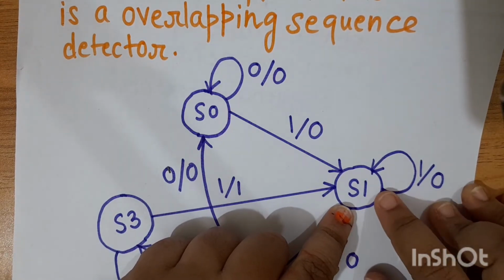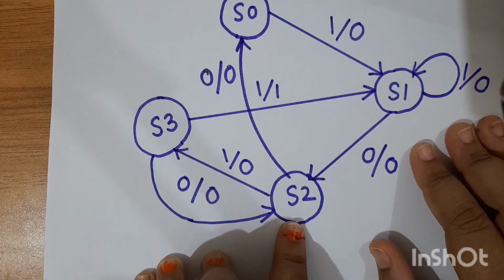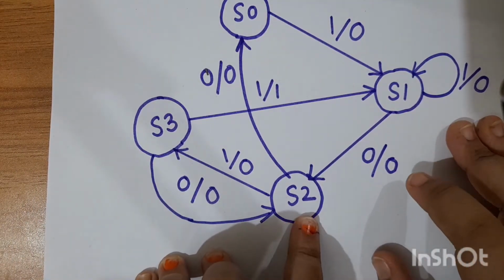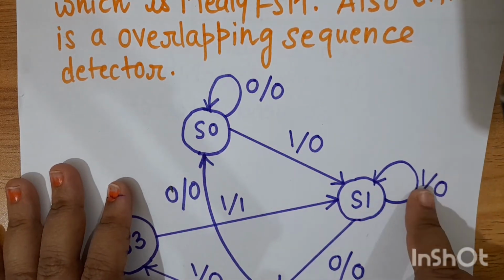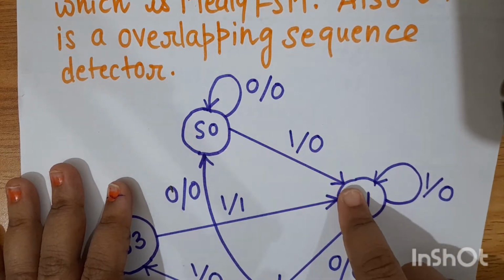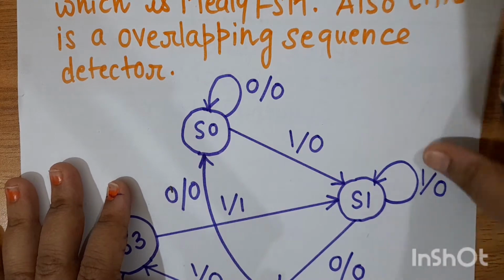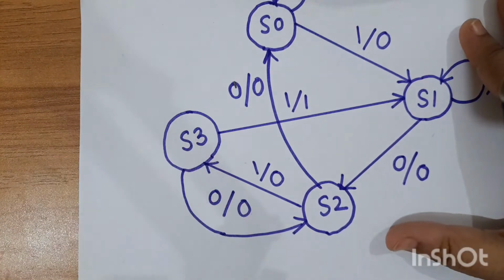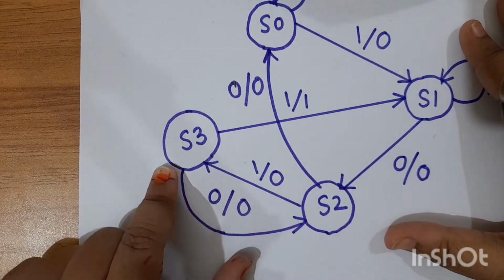Now in S1 stage, if I apply 0, then I will make transition to S2 stage. In this stage also output is 0. But if I get in S1 state 1 only, meaning previously it was 1, another 1, so I will remain in S1 state only. Now after reaching the S2 state, if I get 1, then I move to the S3 state. Then what is the pattern it is forming? 101. Okay.